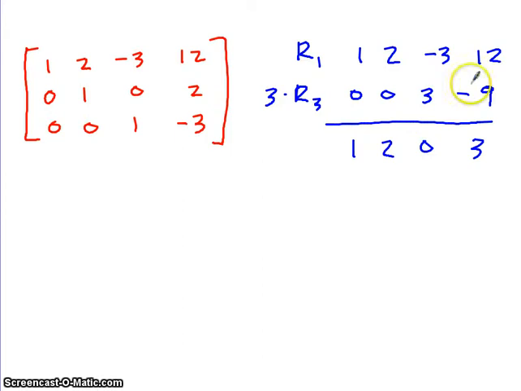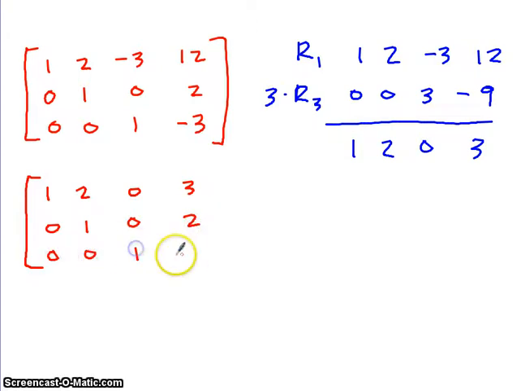Okay. So I'm going to make a row substitution here. We have a 1, 2, 0, 3, a 0, 1, 0, 2, and then a 0, 0, 1, negative 3 there. And so what we have left is to eliminate this 2 here. And so we're going to add, I didn't even need to do that. We're going to need to add row 1 to row 2.